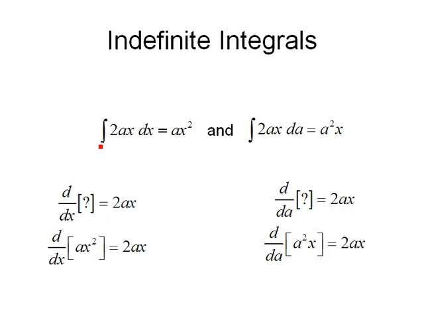So when I take the indefinite integral of 2ax dx, I get ax squared plus perhaps a constant, and the indefinite integral of 2ax dA is going to be a squared x plus perhaps a constant. I haven't included the constants here because we were emphasizing the other term in the antiderivative.